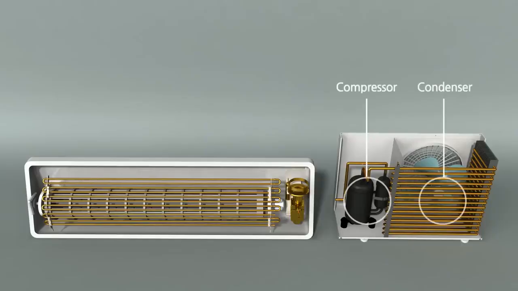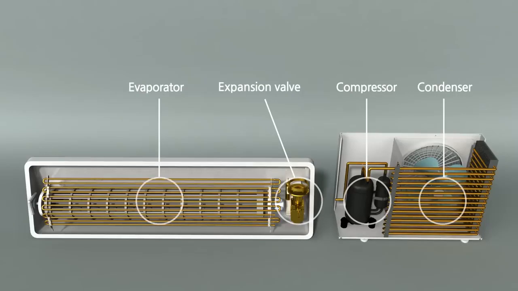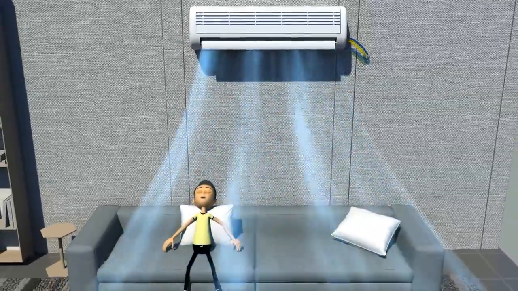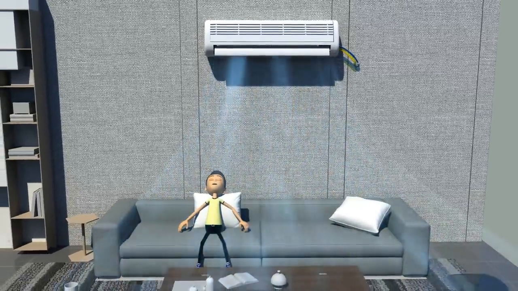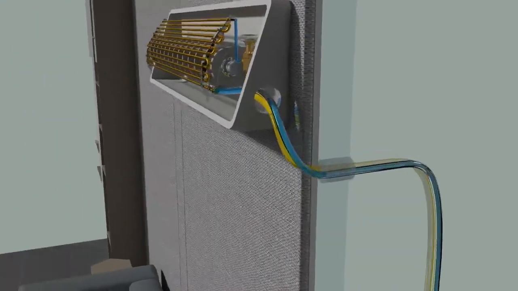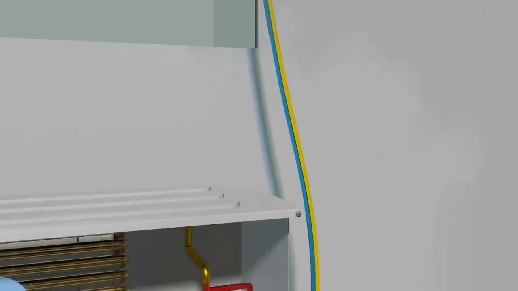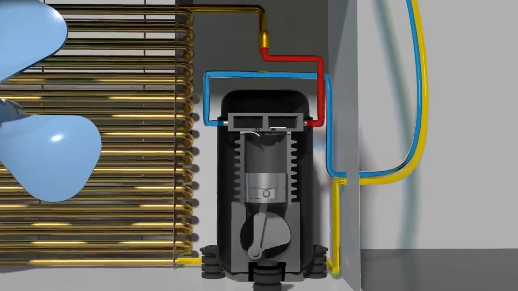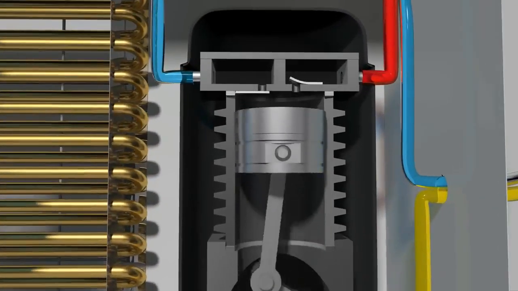The compressor and condenser are built inside the outdoor unit of an air conditioner. The evaporator and expansion valve are built within the indoor unit of an air conditioner, which is what we normally refer to when we talk about an air conditioner. Now, let's dive deeper into the functions of each mechanical component of an air conditioner. In the evaporator, refrigerant absorbs heat and is evaporated as gas into the compressor. When a piston compresses the gas refrigerant, its pressure rises, and so does its temperature.